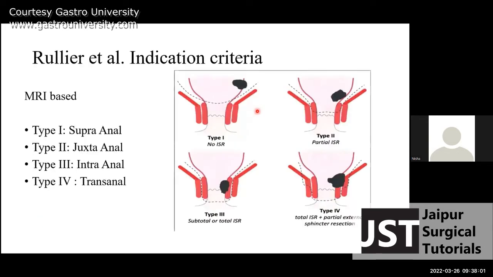So what was Rullier's indication criteria? Initially in 1993, Rullier said that type 1 are the supra-anal tumors, type 2 are the juxta-anal tumors, type 3 are the intra-anal tumors, and type 4 are the transanal tumors, and intersphincteric resection was indicated only for type 2 and type 3 tumors.